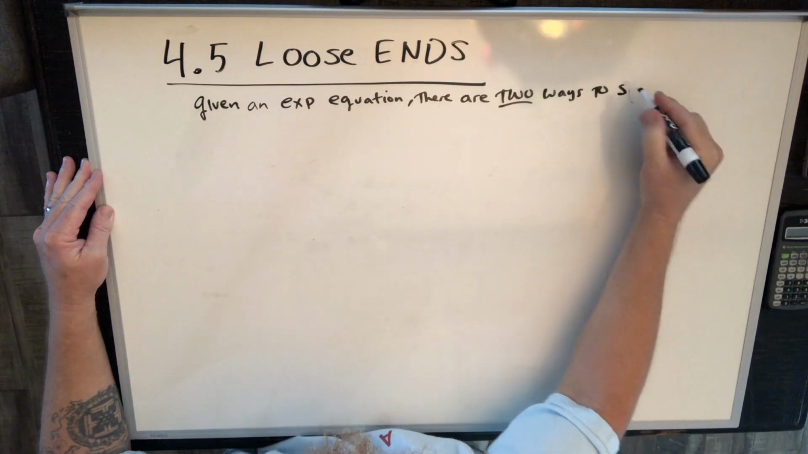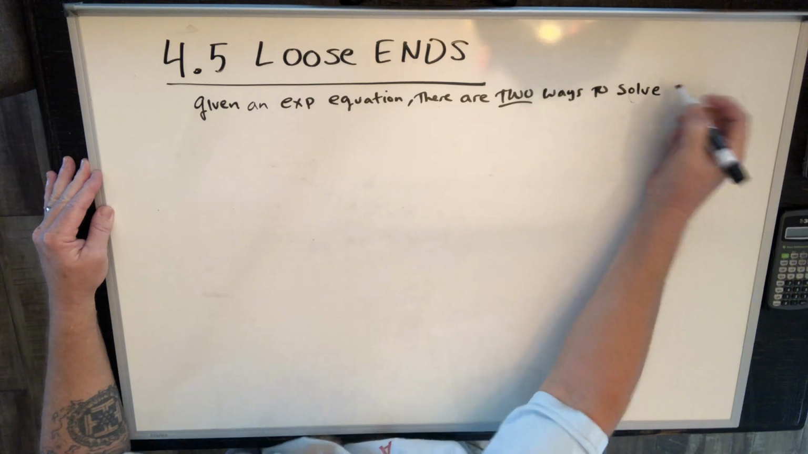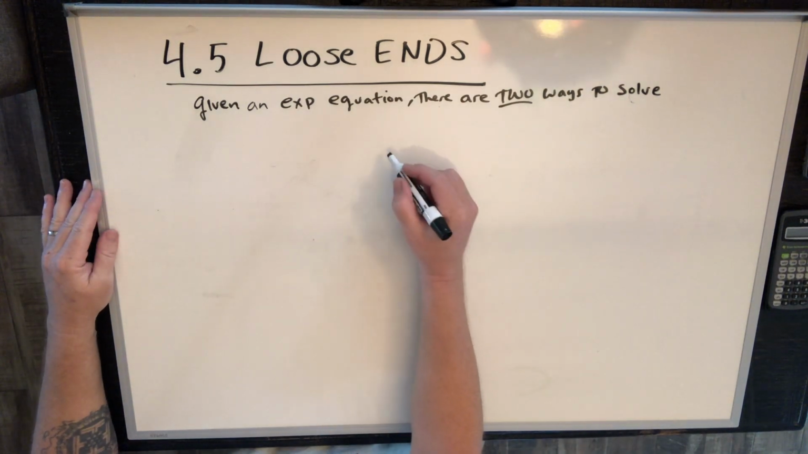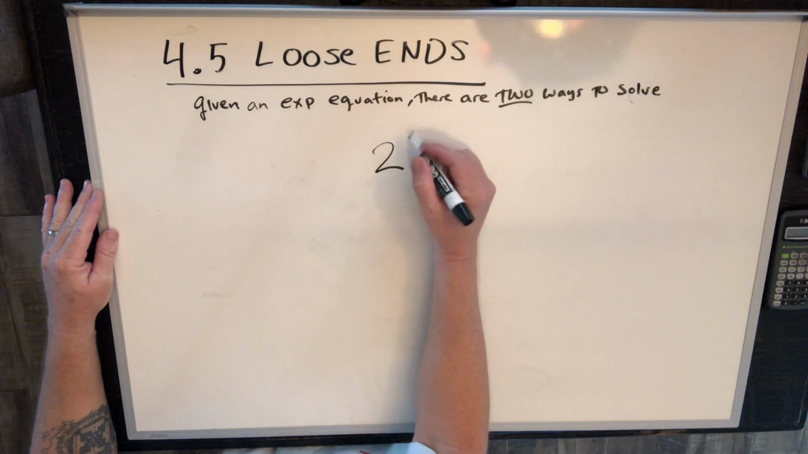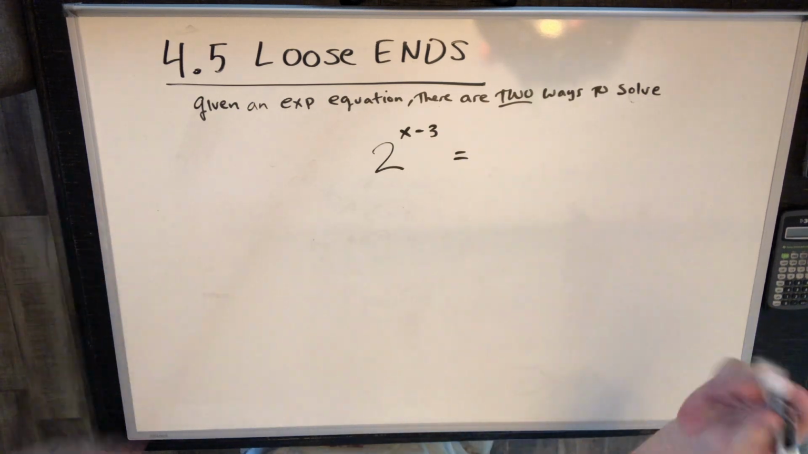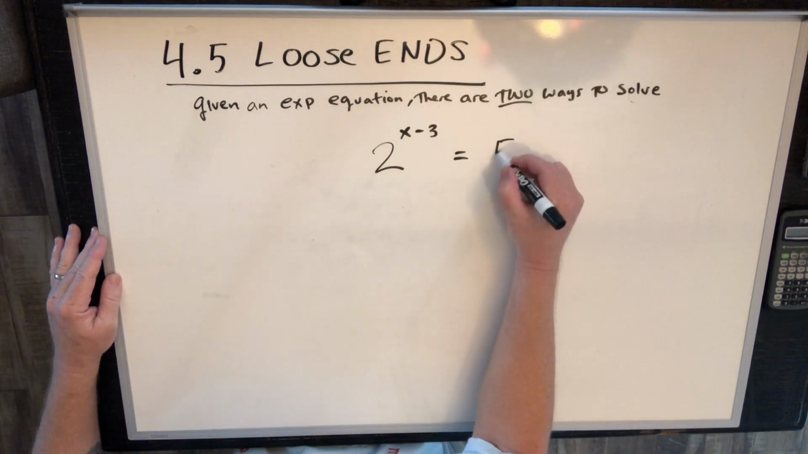There I go again, not knowing how to spell. Two ways to solve. It really just depends on how you look at it. So, suppose you have something like 2 to the x minus 3 is equal to 5 or something.